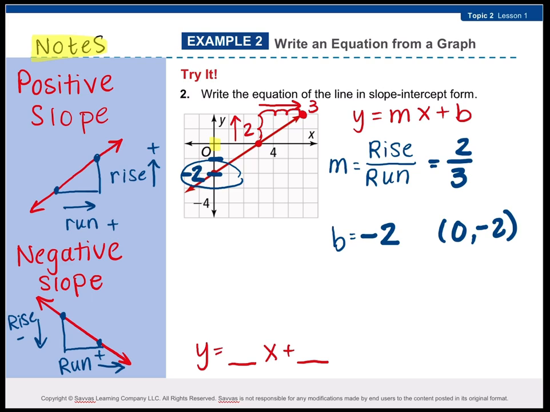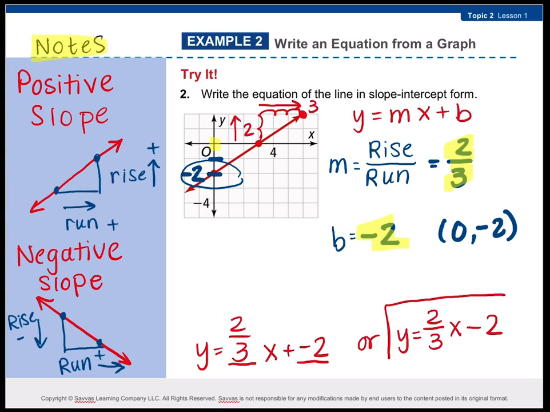So now that I know my M and my B, I'm just going to fill in those blanks. Y equals 2/3 x plus -2. Like we talked about in number 1 though, to be the most simplified, I would do 2/3 x minus 2. I wouldn't want my final answer to be plus a negative. I think that's just because in math, we always try to have our final answers as short as possible, as simplified as possible. So y equals 2/3 x minus 2.